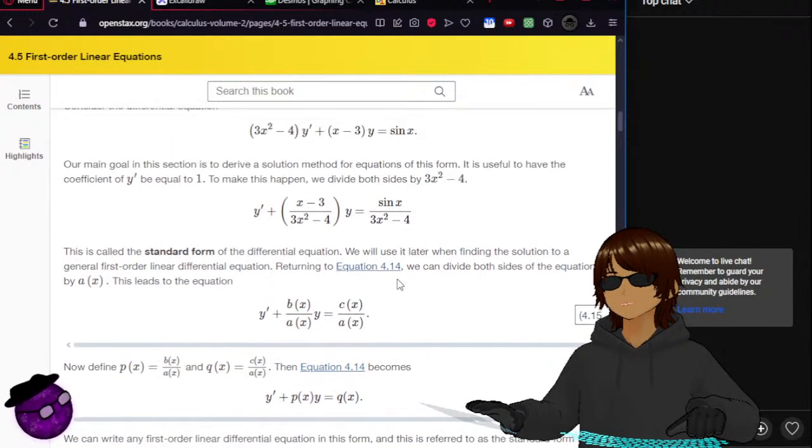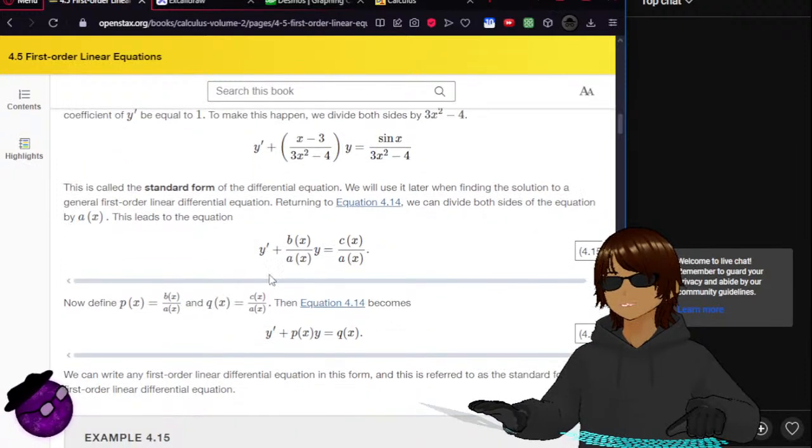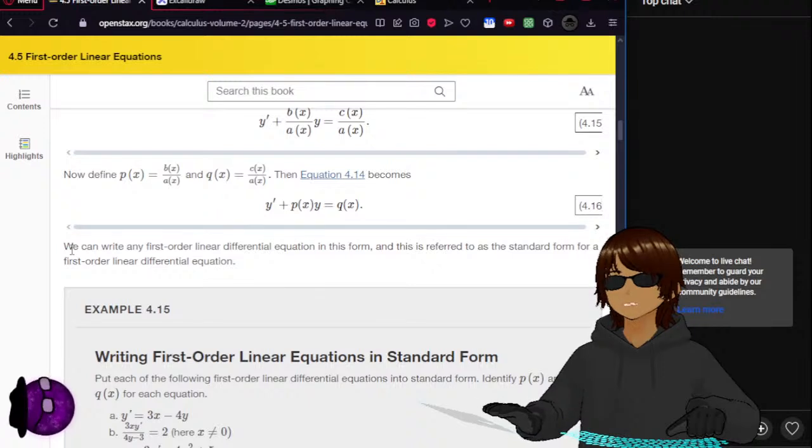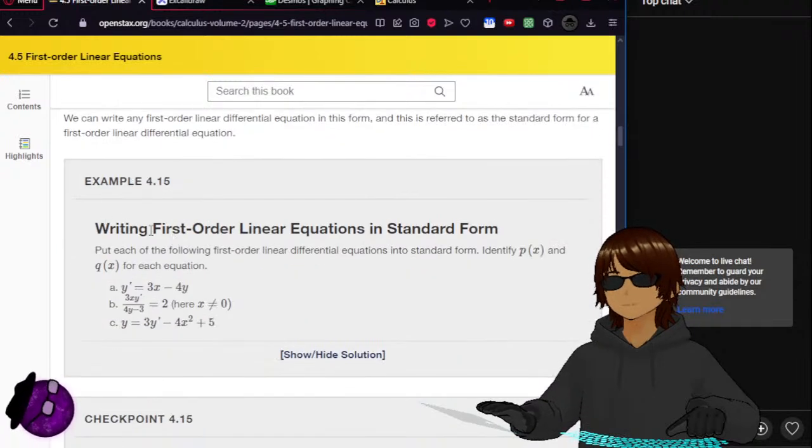Returning to equation 4.14, we can divide both sides of the equation by a(x). This leads to this. Now define p of x and q of x.